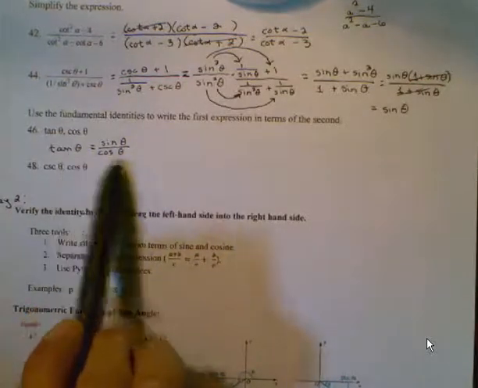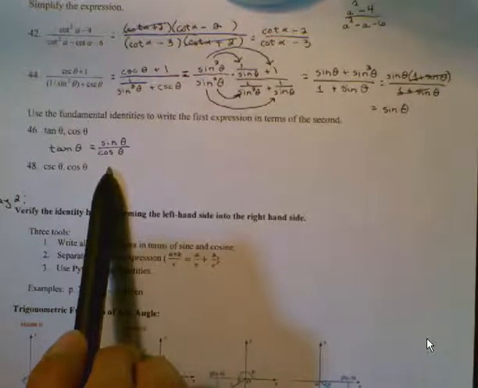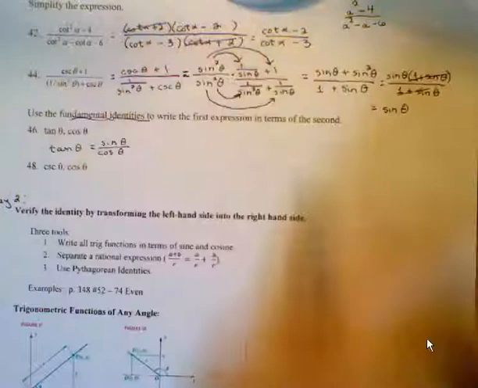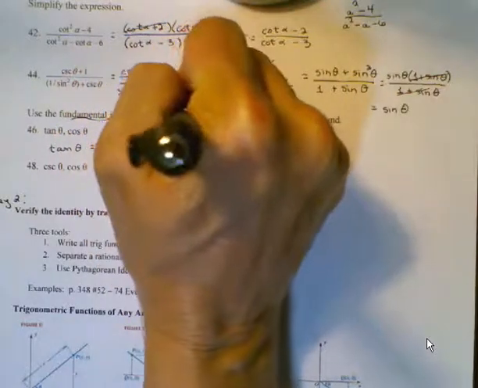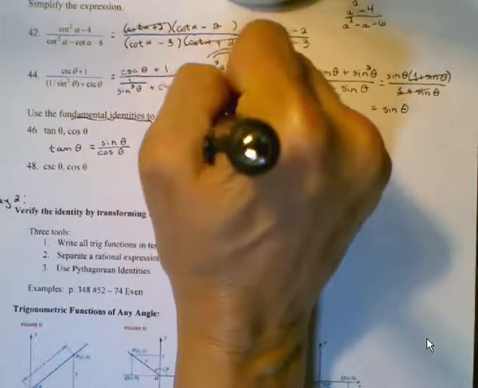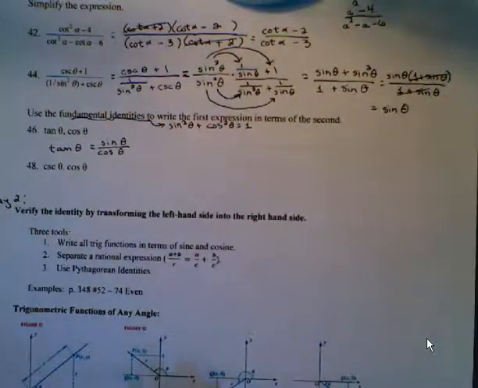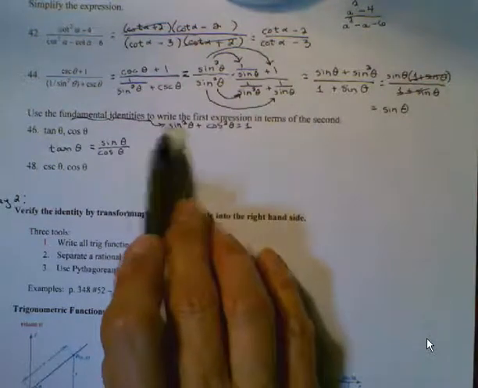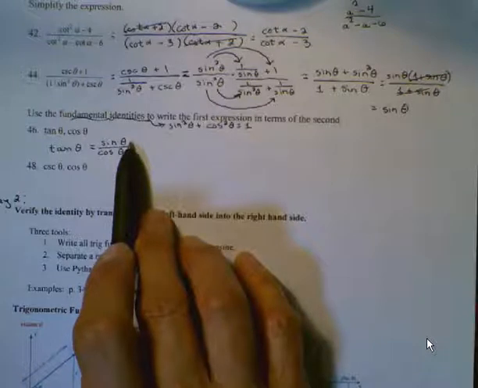But that's not exactly what we're going for because we want an expression that only has cosines in it. Somehow we have to change this sine to a cosine. Here's our hint. Use the fundamental identities, the fundamental Pythagorean identities, the first of which is sine squared theta plus cosine squared theta equals 1.